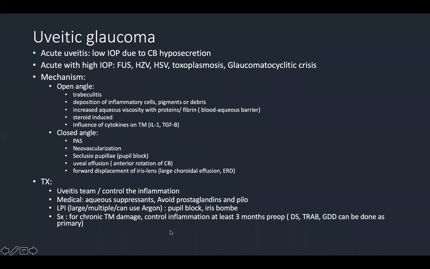Now, in the surgical treatment, you have to control the inflammation at least 3 months pre-op, and it has to be combined with the uveitis team to evaluate the patient pre and post-op. The surgical options include deep sclerectomy if the angle is open. Otherwise, you can go for trab, or a tube can be done as a primary surgery in uveitic cases.